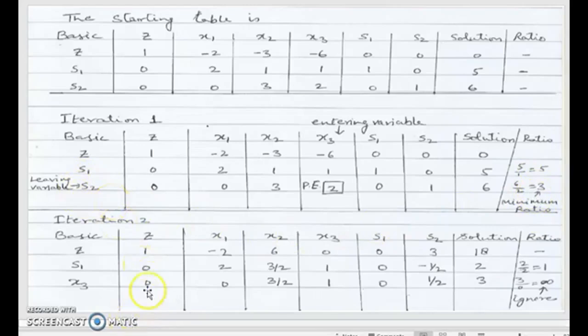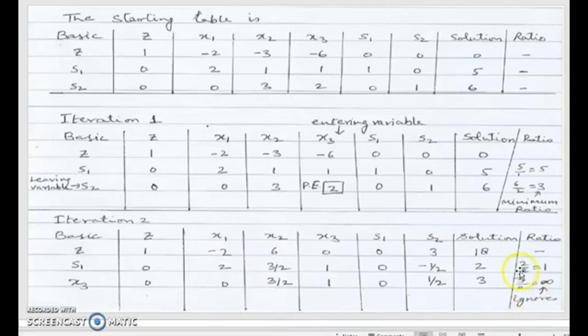So in the next table we see that s2 has left and x3 has entered, and what we do is divide this row by the pivot element, that is by 2, and after getting this new row we change the z row and s1 row by using the Gauss-Jordan formula. After writing all the elements we see again in the z row, is there any negative element? Yes, minus 2 is the negative element, so x1 has become the entering variable, and this column is the pivot column.